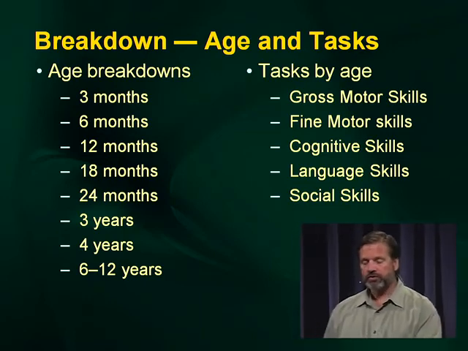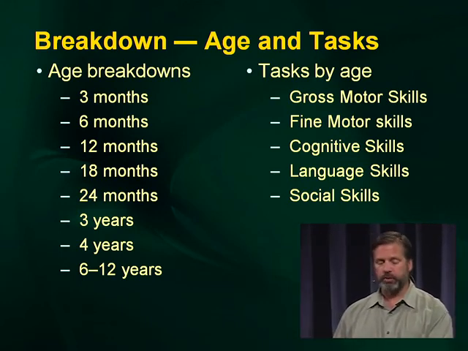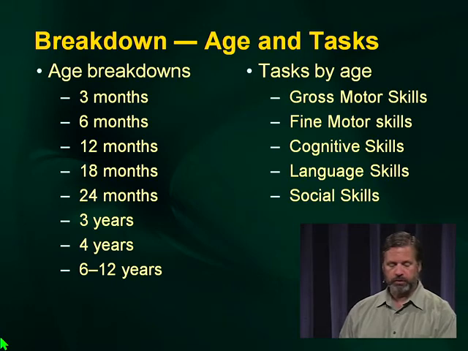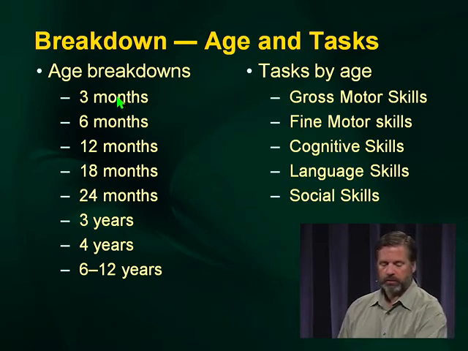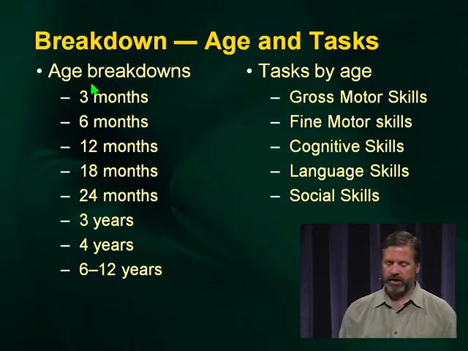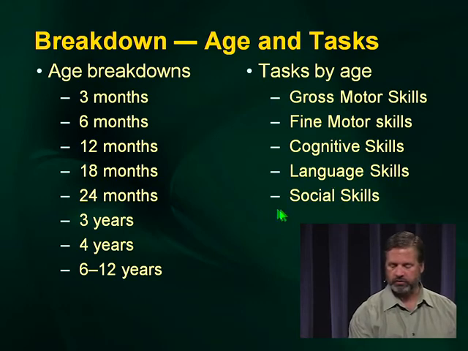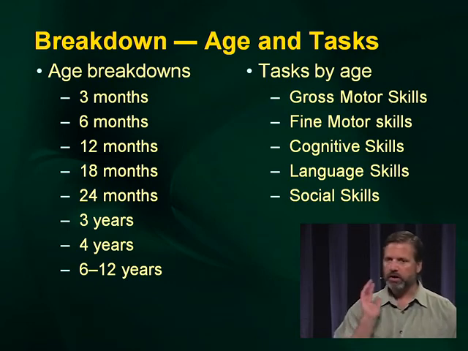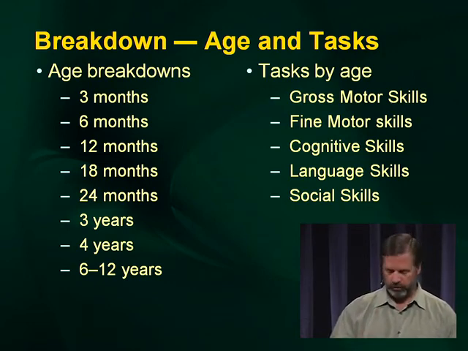So what I've done for you in the rest of the slides in the presentation is I've broken it down into these age groups, which is pretty typical for the board questions. So 3 months, 6 months, 12 months, and so on. And then I broke it down by task. So you can see the tasks by age over here: gross motor skills, fine motor skills, cognitive skills, language skills, social skills. So we'll go through a few slides, but I'm not going to kill you with all the slides because it's just memorization. And so pick out a few.